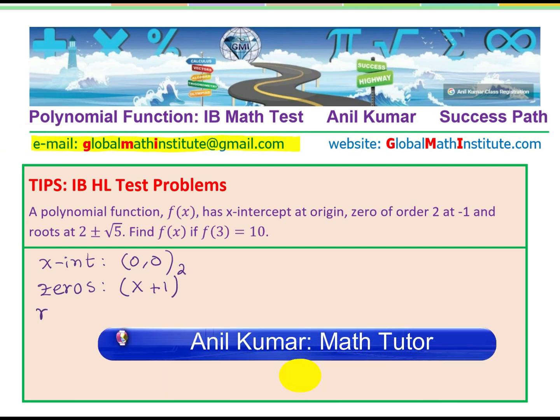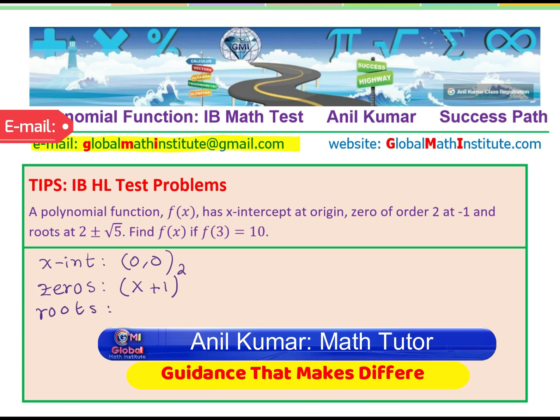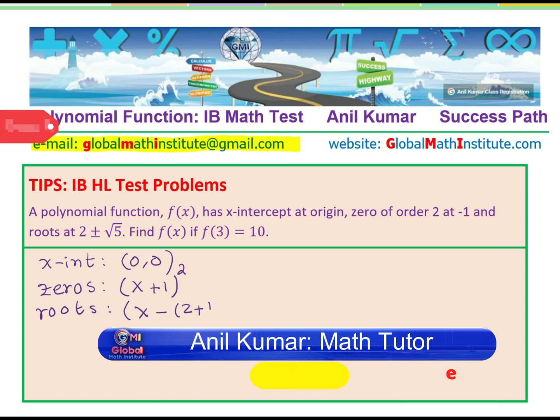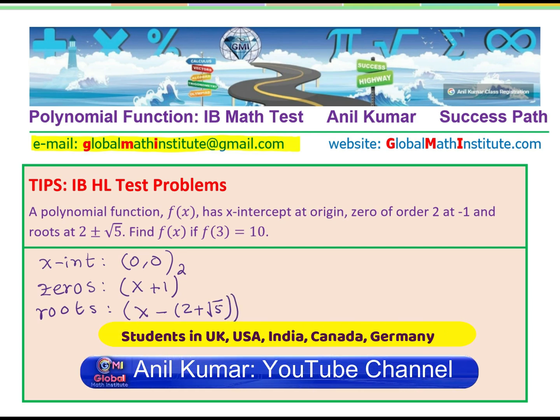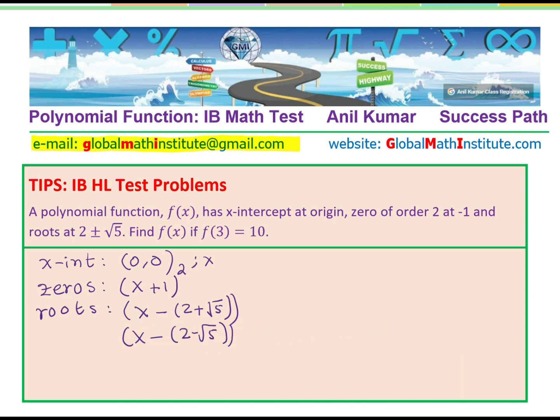The roots which are given to us at 2 plus minus square root of 5 mean that we have one factor which is x minus 2 plus square root 5. Makes sense, right? And the other is x minus 2 minus square root 5. Good. Of course, when I say x-intercept at origin, that means the factor is x, right? We are also given the value at f of 3, the value is 10. So that should help us to find the value of a, right?